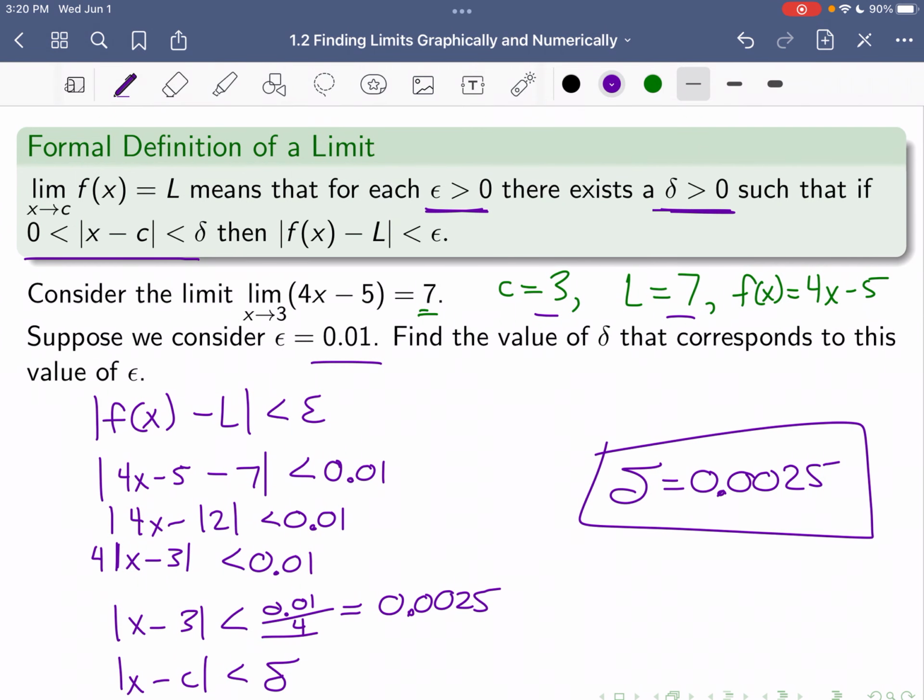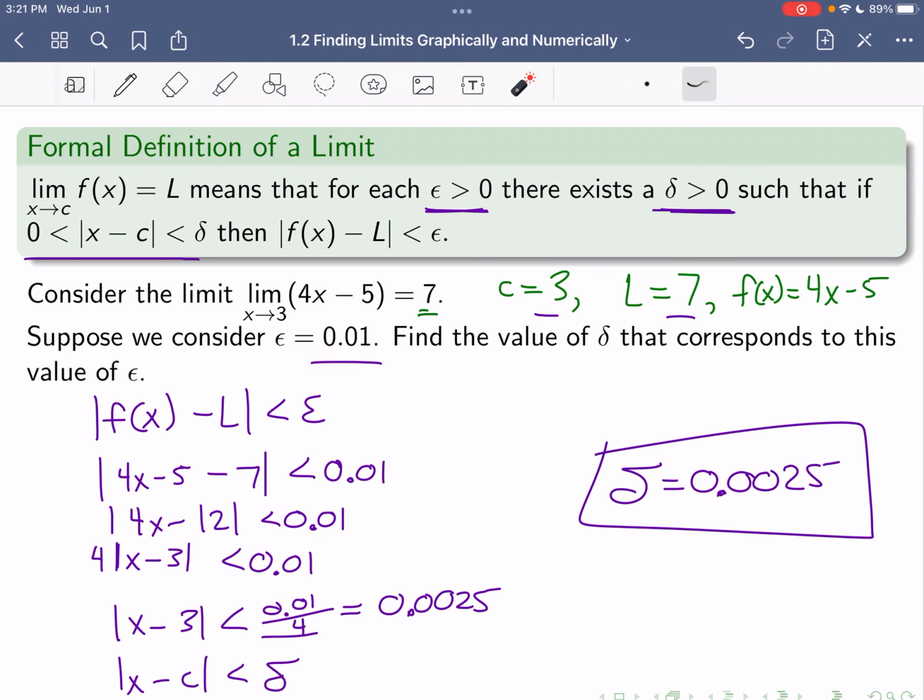And just like that, we have found a value of delta that ensures, as long as our x value is within 0.0025 units away from 3, then our function value is going to be no more than 0.01 units away from 7. So as long as we're this close to 3, then our output is going to be this close to 7.